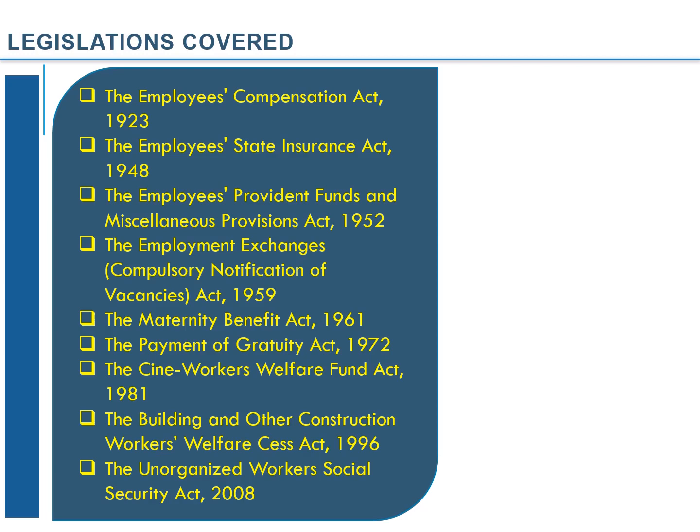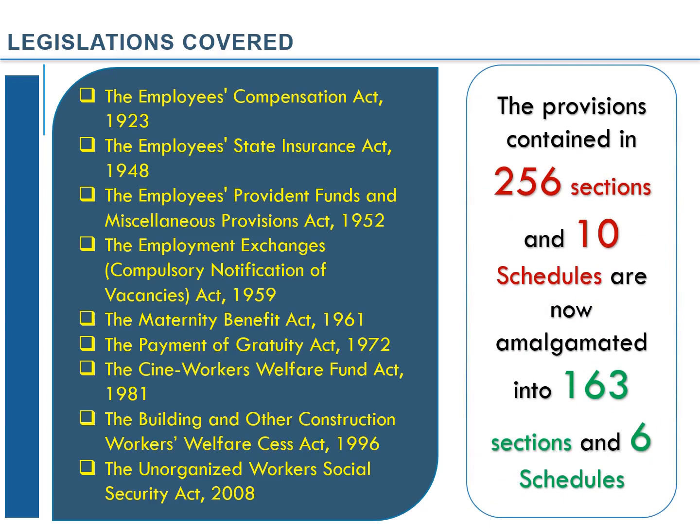If you look at these 9 legislations, there were 250 sections followed by 10 schedules. Now these are amalgamated into 163 sections and 6 schedules.